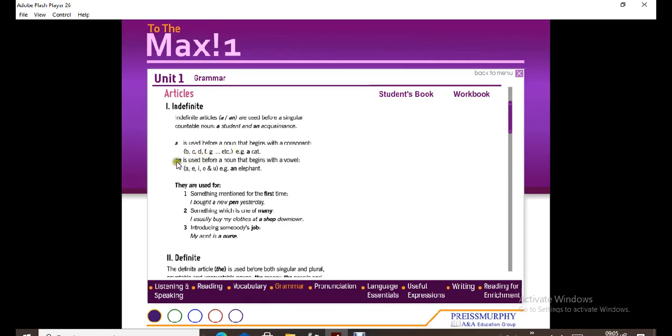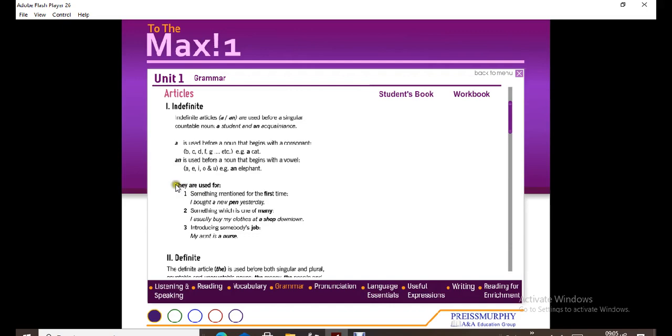Now, an is used before a noun that begins with a vowel. Yes, what are the vowels if you remember? A, E, I, O, and U, which has two sounds. For example, an elephant.